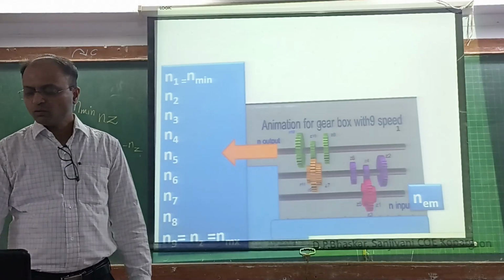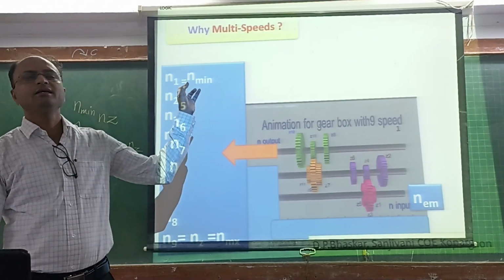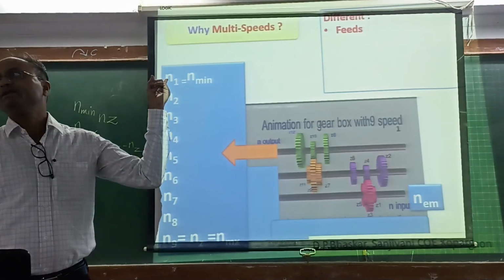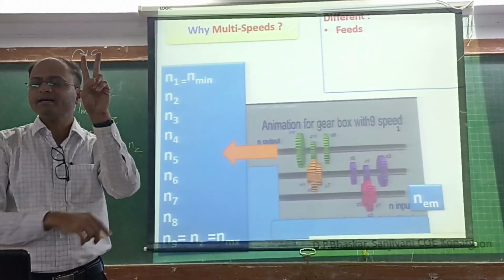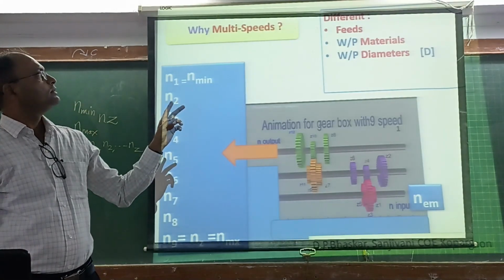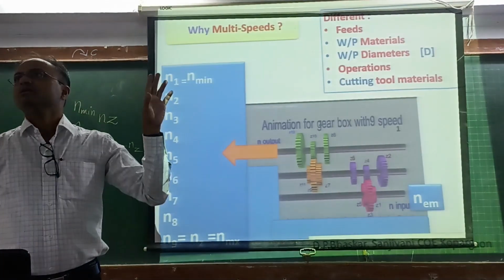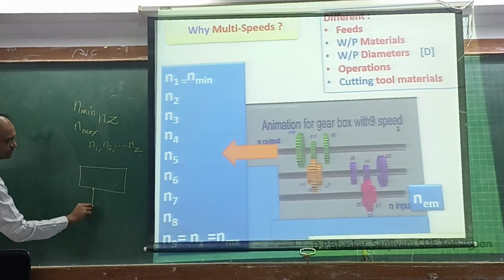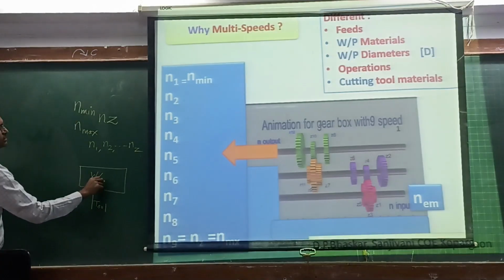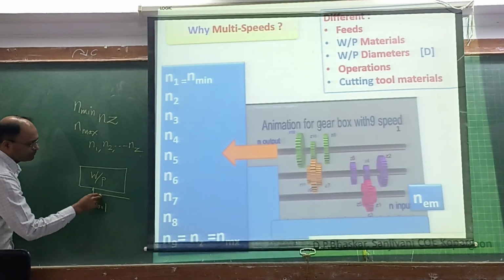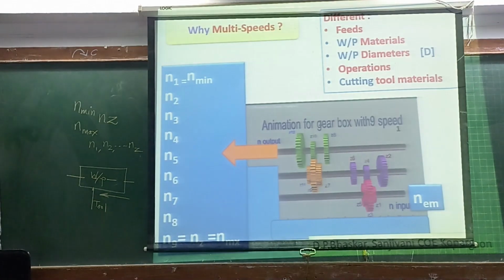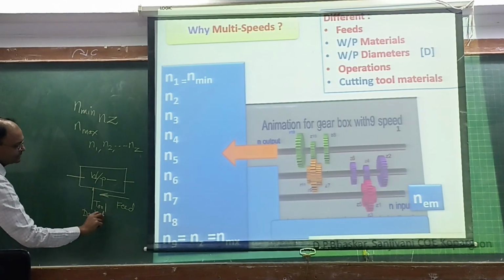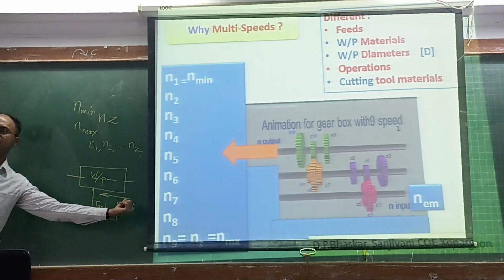Now why do we require multiple speeds? To get different feed and different depth of cut. This is a workpiece and this is a tool. The motion parallel to the axis is called feed, and the motion perpendicular is called depth of cut. So this is depth of cut, this is feed.